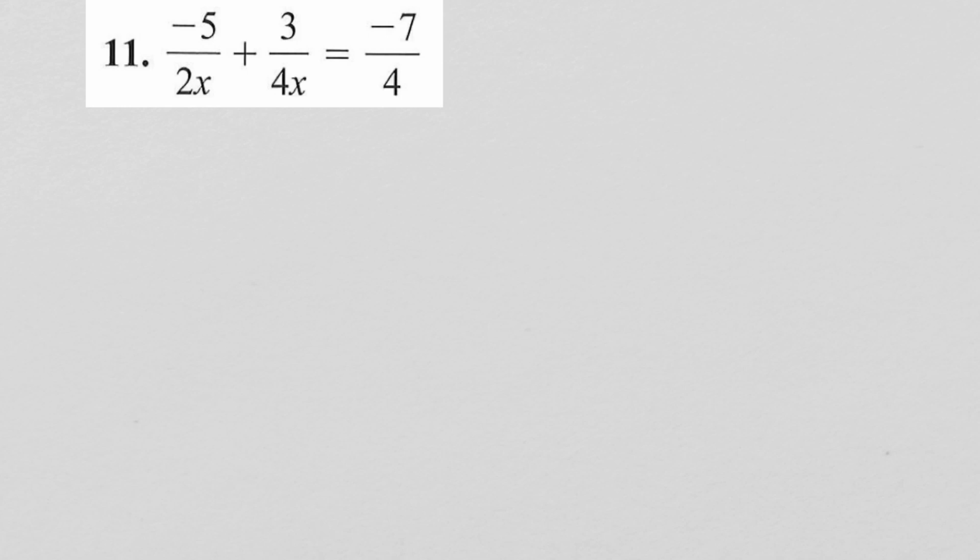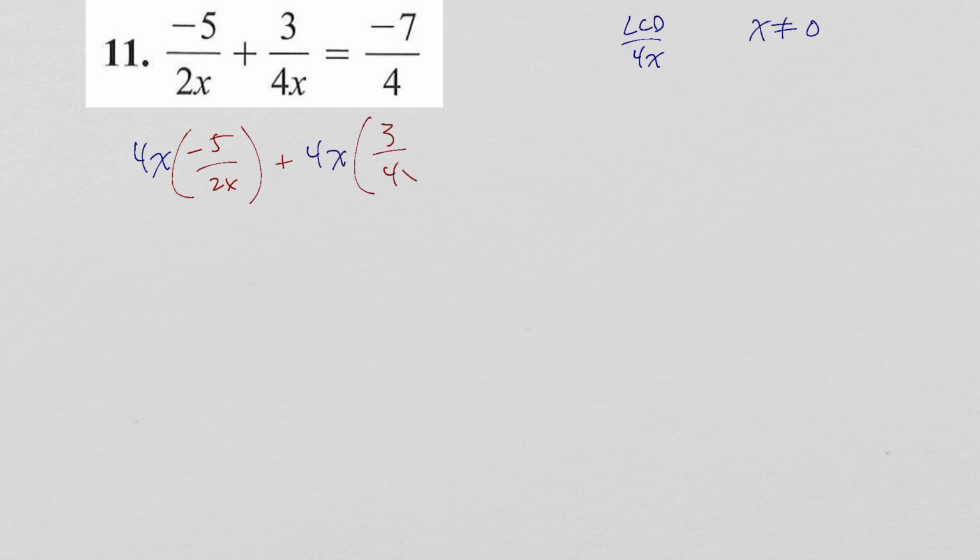Okay, here we're going to start solving, but when we solve, we know that x cannot be equal to 0. So we'll just throw that on the side, because if it ends up being 0, we have to throw that solution out. So the way we solve this is I'm going to multiply each of these fractions by the LCD. And the LCD is 4x. Now, I'm going to take 4x and multiply by negative 5 over 2x plus 4x times 3 over 4x equals 4x times negative 7 over 4.